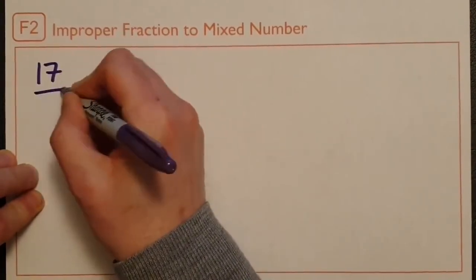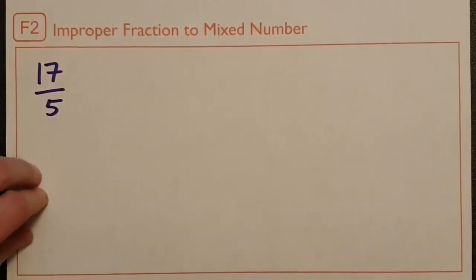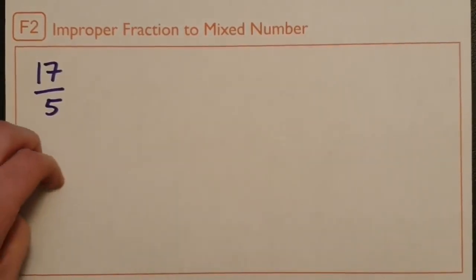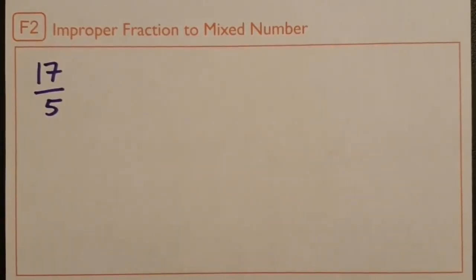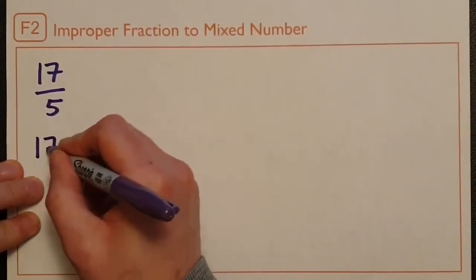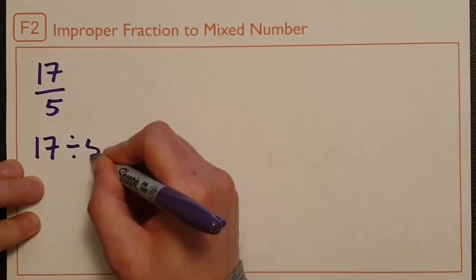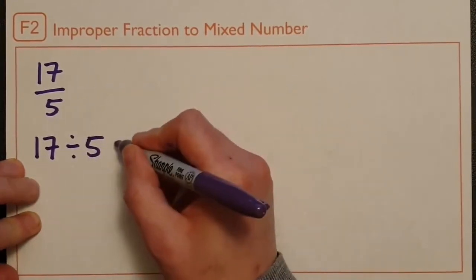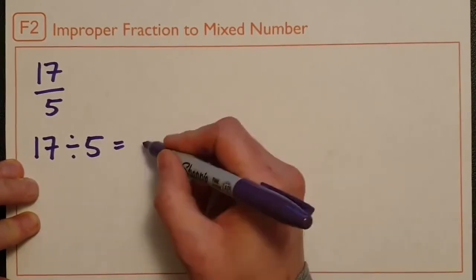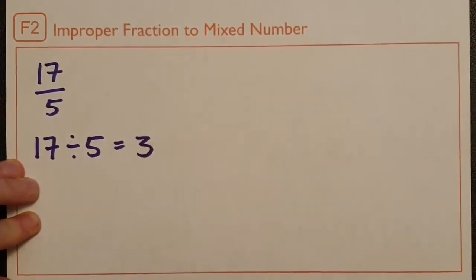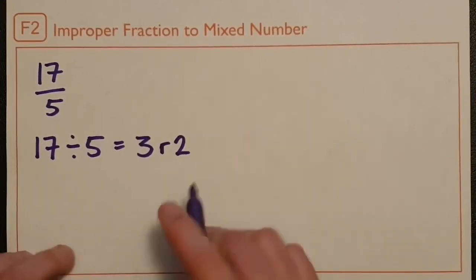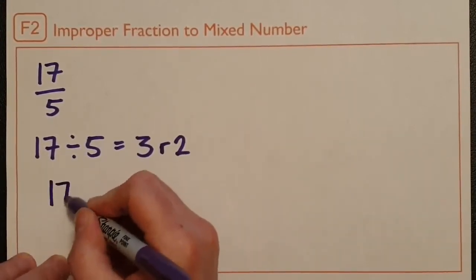17/5 is an improper fraction because the numerator is greater than the denominator. Let's convert that to a mixed number. So the first thing you should write is 17 divided by 5. What does that give you? Well, how many 5s are in 17? Well, there are 3. With how many left over? Remainder 2.